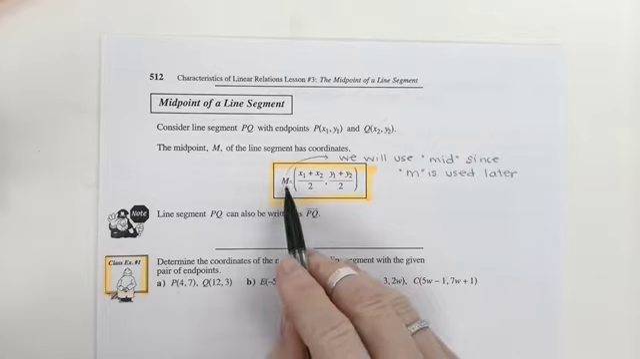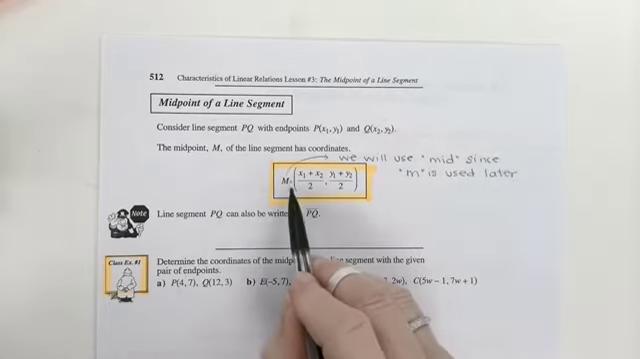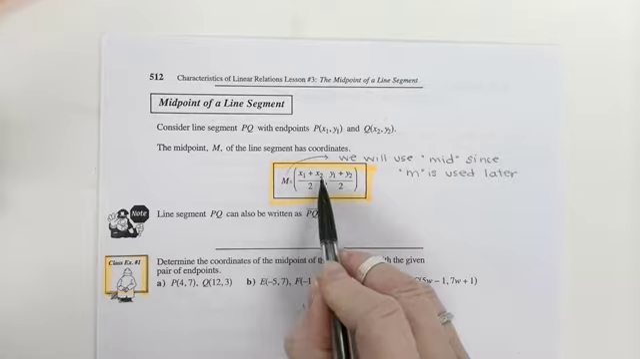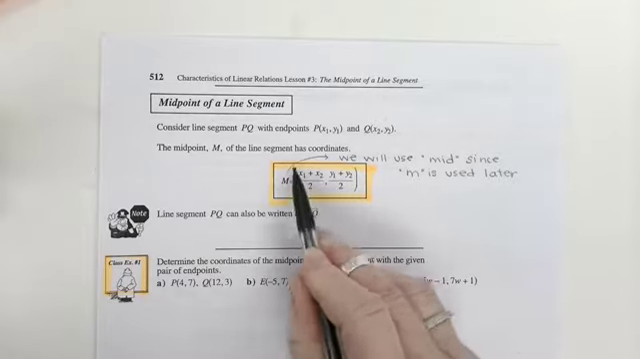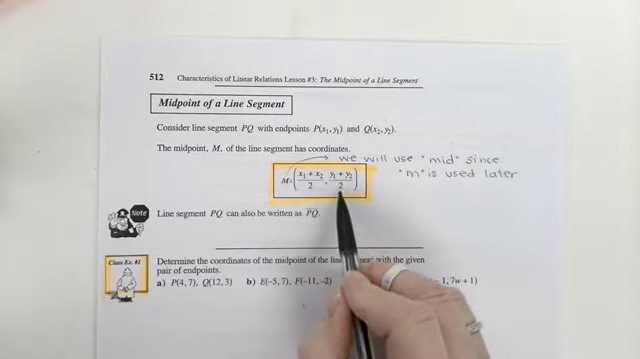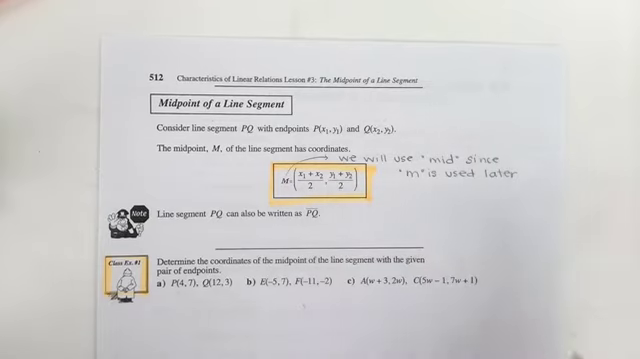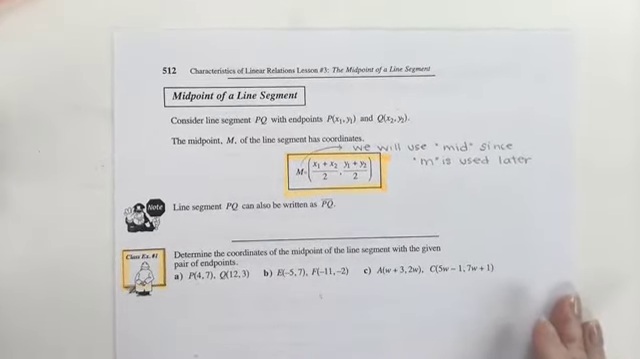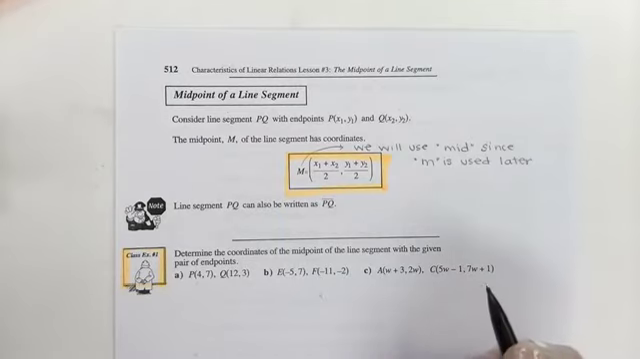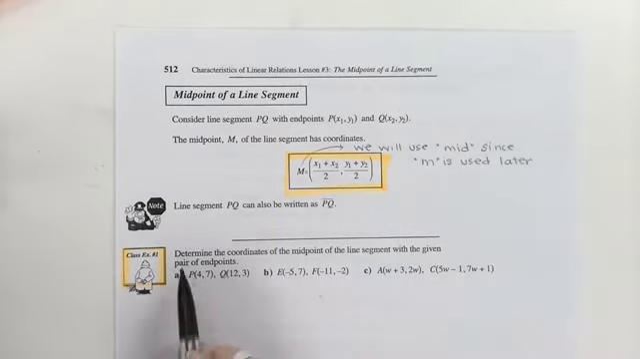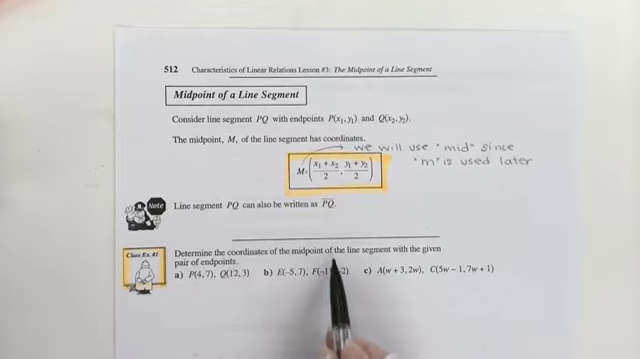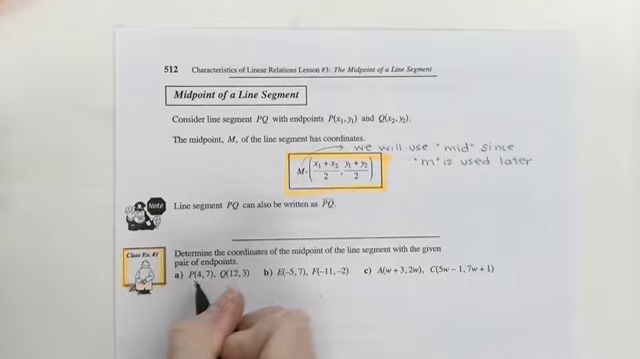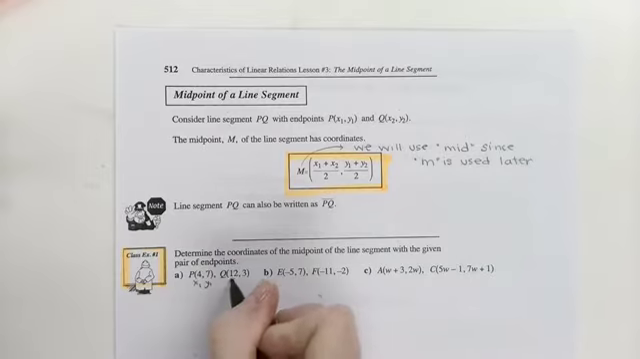Mid, since M is going to be used later, equals x1 plus x2 all over 2, which is the average of the x's, and y1 plus y2 over 2, which is the average of the y's. The x and the y come from the coordinates of the points on the endpoints of the line segment. So as we do this question, determine the coordinates of the midpoint of the line segment with the given pair of endpoints. If this is point 1, we'll have x1, y1, and if this is point 2, we'll have x2, y2.